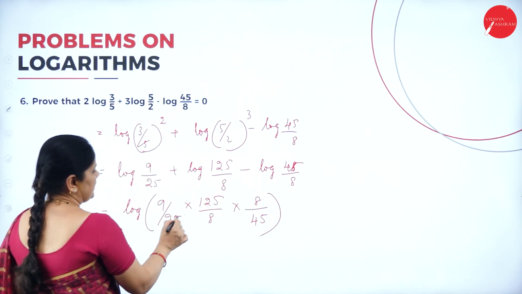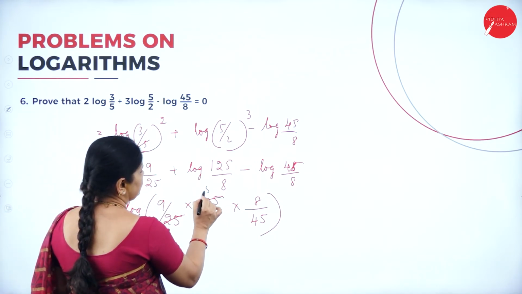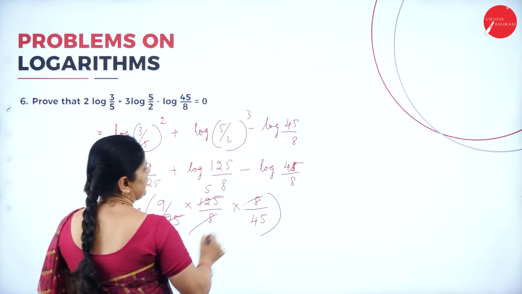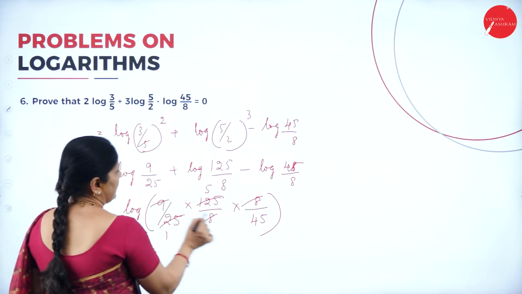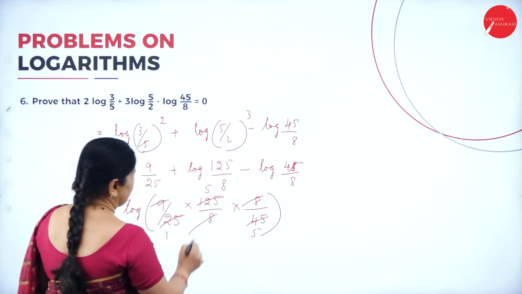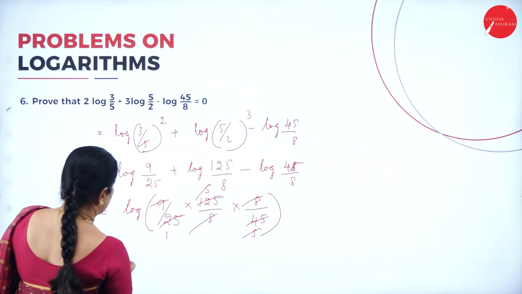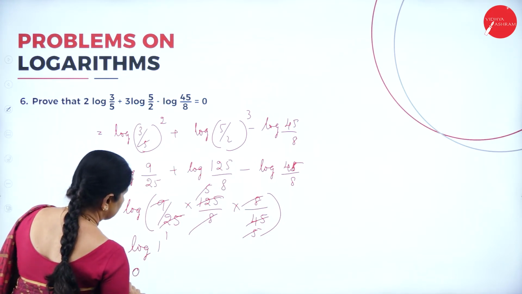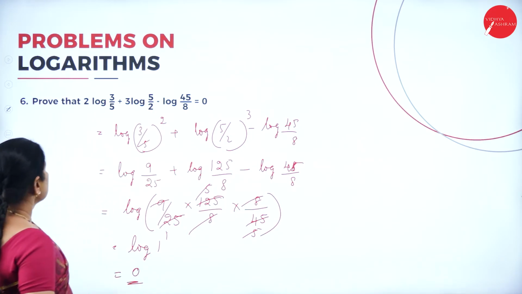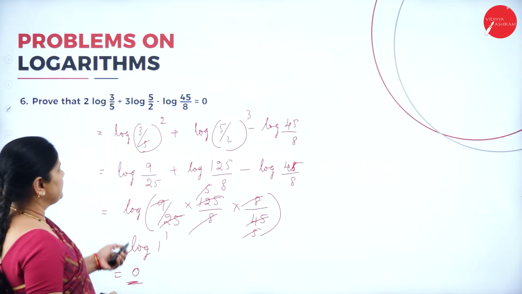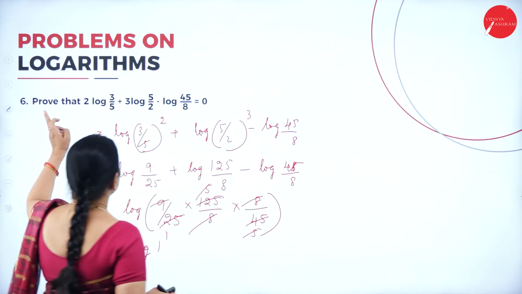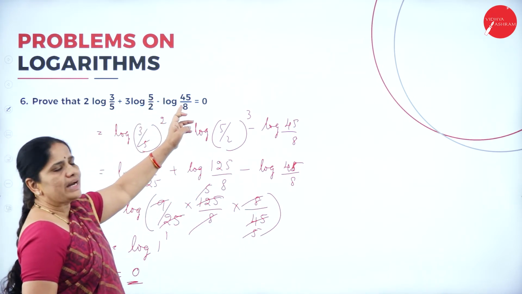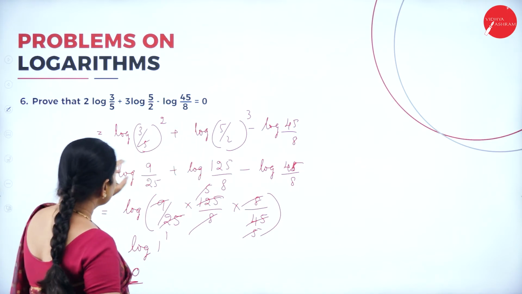So 25 ones are 25, 25 5s are 125. Then 8 and 8 get cancelled. 9 5s are 45, so 5 and 5 get cancelled. So this will be equal to log 1, which is equal to 0. So this is the problem. Now, if you can see this problem here, prove that 2 log 3 by 5 plus 3 log 5 by 2 minus log 45 by 8 equals 0.